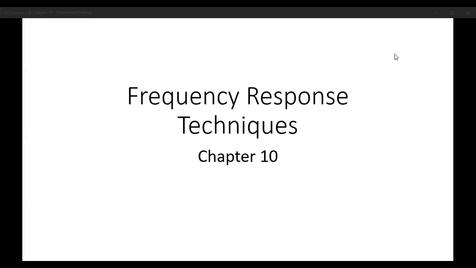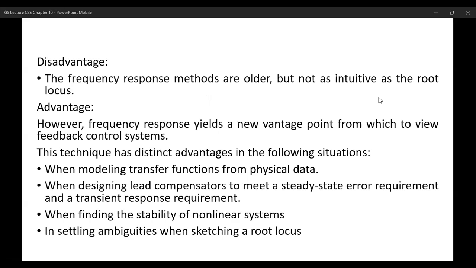Okay, so let's start. Now, why this frequency response technique? One of the first disadvantages of the frequency response technique is that it is very old. It was actually invented before the root locus techniques, and still we are going for that. So what are the advantages? First of all, if you have to model a transfer function from physical data, you don't have any physical system information, but you just have the data. Based on that, you have to model the transfer function. Then this is one of the easiest alternatives: to go for the frequency response technique.